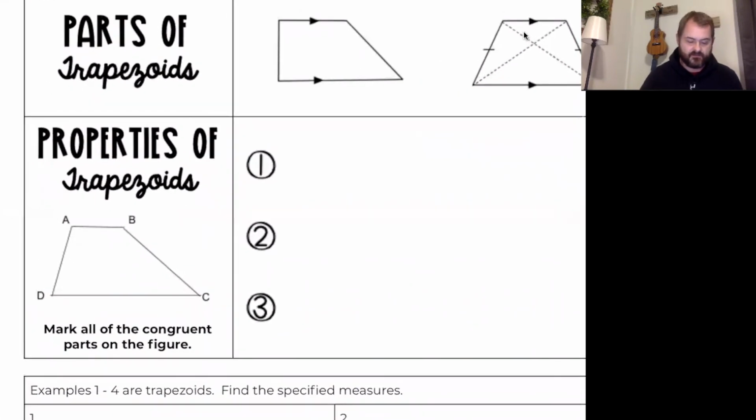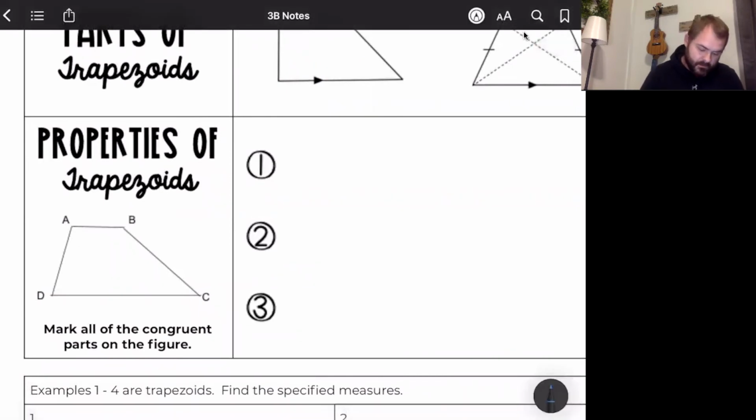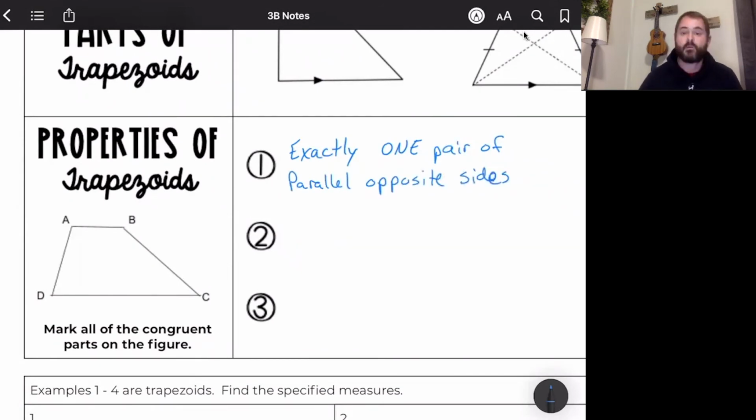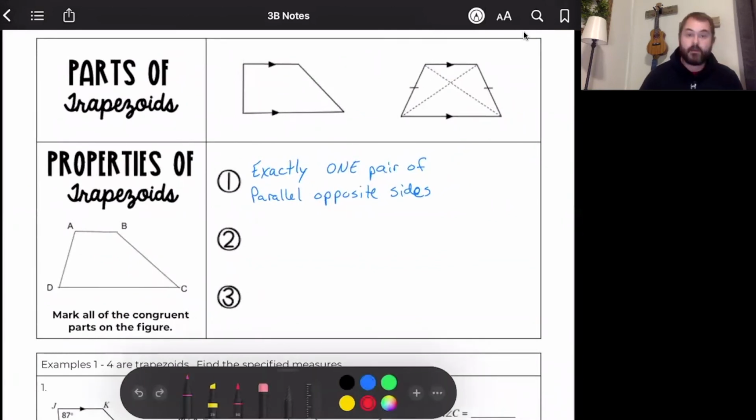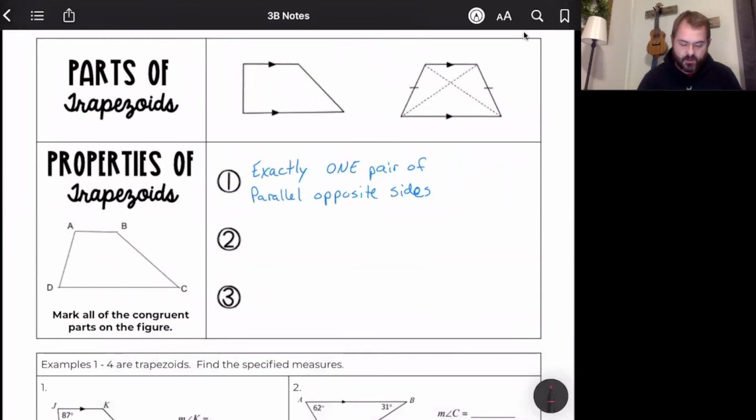And so actually we're going to write that as our first property here. Okay, there's exactly one pair of parallel opposite sides, and those parallel opposite sides are called bases. All right, the two sides that are parallel are called bases. Usually we indicate that as base 1 and base 2, or it doesn't really matter which one's on top. Base 1 and base 2 are the parallel opposite sides. Okay, so that's our first characteristic of trapezoids.